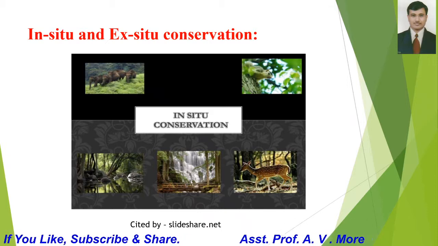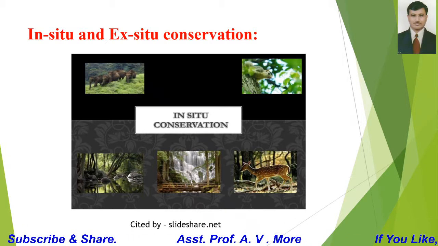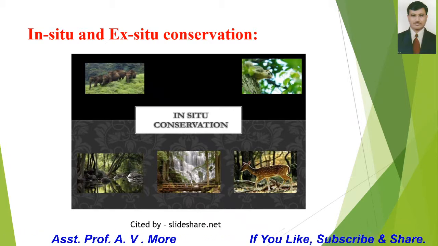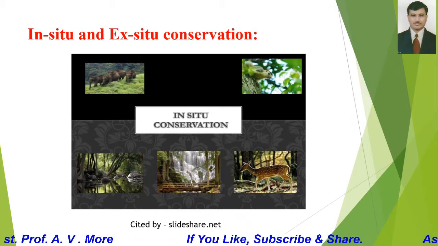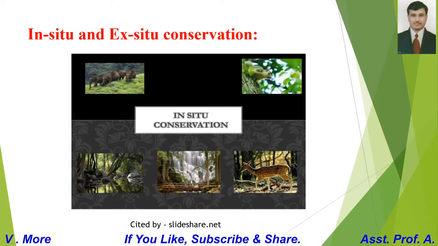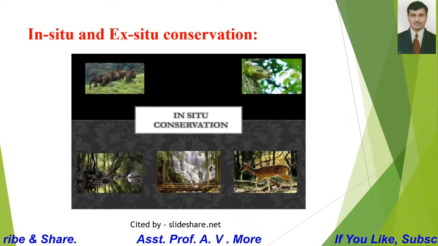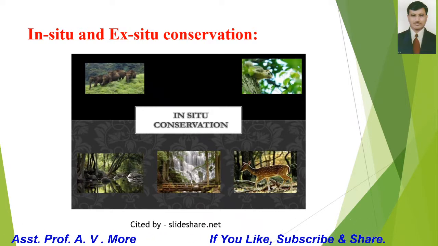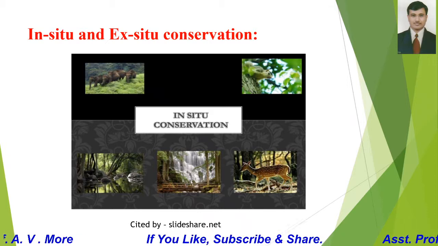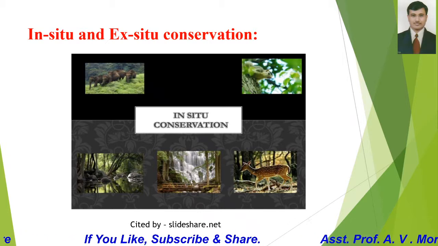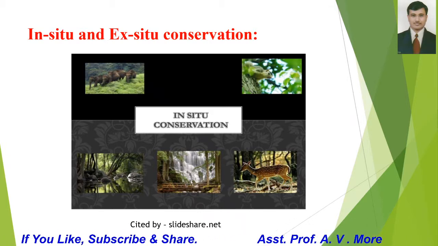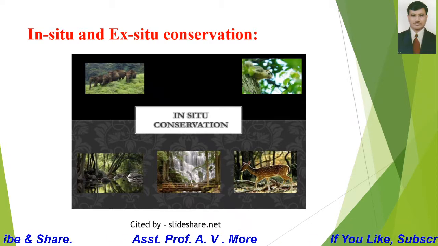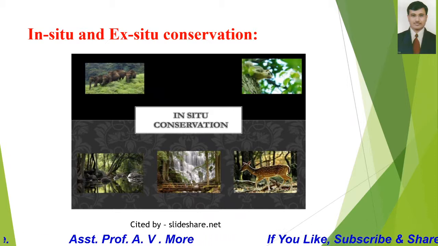So friends, conservation of plants and animals in their natural habitat is called in situ conservation. We know that very well. If the plants are conserved in their natural habitat, this type of conservation we call in situ conservation. So conservation in a natural habitat requires protection of wildlife animals and plants in their own habitat. So this is the concept of in situ conservation.